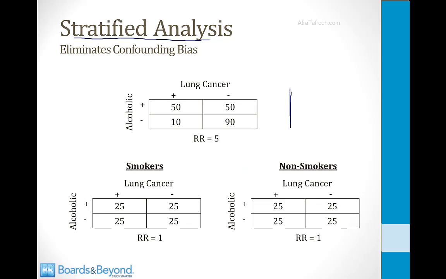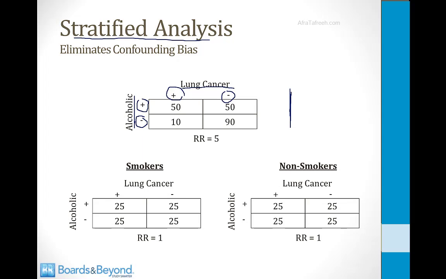So let's look at this 2x2 table up here at the top in the middle for a study of alcoholism and lung cancer. So I've written lung cancer along the top, and these are patients who are positive for lung cancer and patients who are negative. And I've written alcoholism along the side. So the top row are patients who are positive for alcoholism, and the bottom row is patients who are negative.